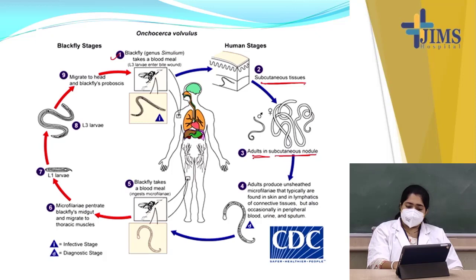When the black fly takes a blood meal again, they again take up these microfilaria and the cycle is repeated. In the black fly, the transformation takes place in the midgut, as it does in Wuchereria bancrofti. The same life cycle continues in the black fly, and thus the cycle continues.